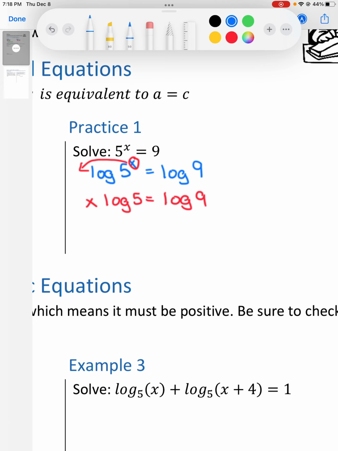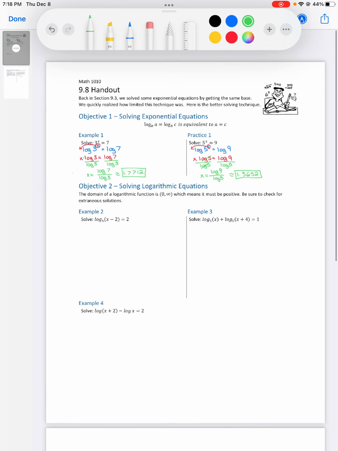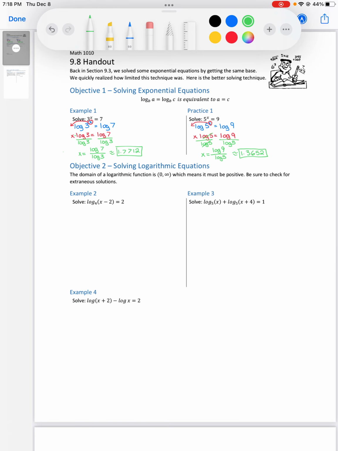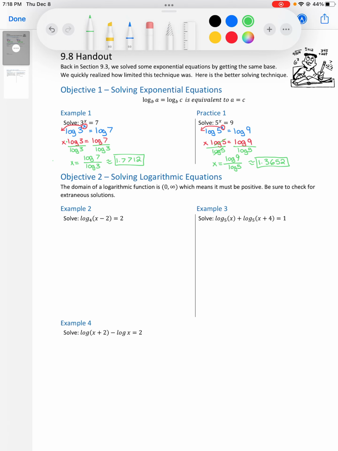Okay, now we want to get x by itself, so we're going to divide by log of 5 so they cancel out. Okay, and then that means we're going to have x equals log of 9 over log of 5. And again, we'll put that in our calculators, and we get 1.3652. Awesome.